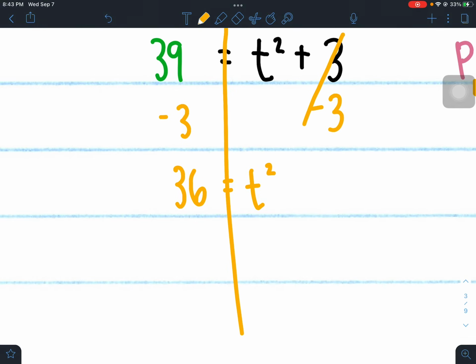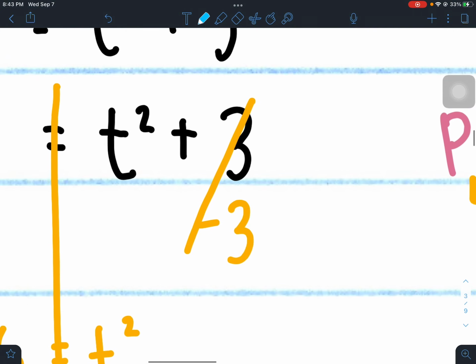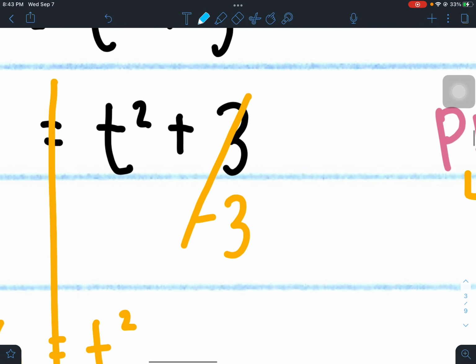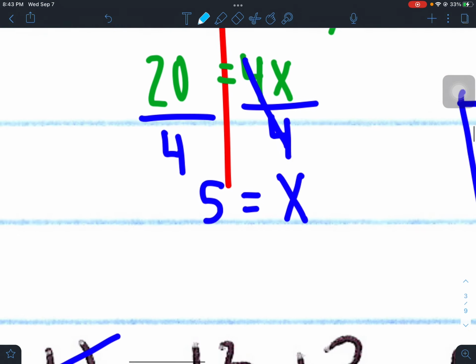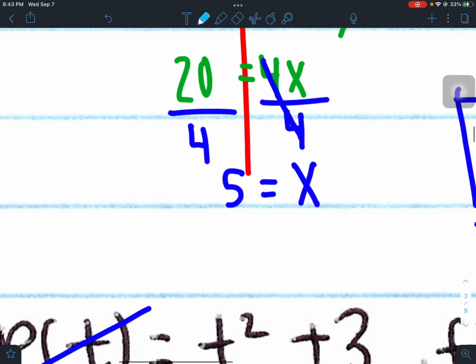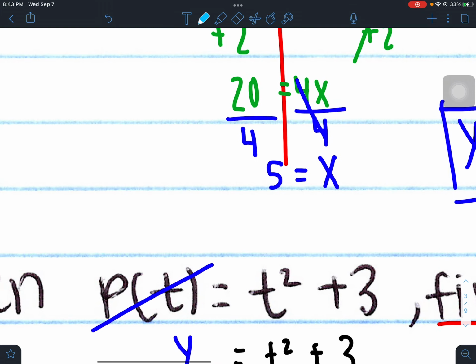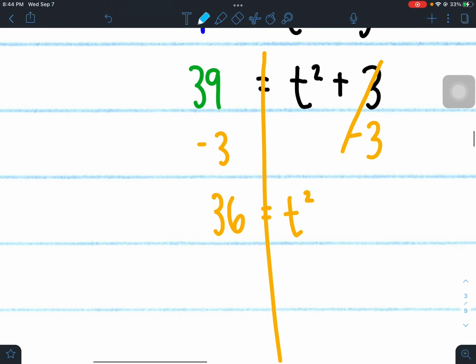So our next step here is, how do I get rid of that exponent? Well, the opposite of squaring something, the opposite of that, we would need to do in order to get rid of it, right? Because why do I subtract 3 to get rid of positive 3? Because they're opposites. We always do the opposite to get rid of things in algebra or in math in general. Right here I have 20 equals 4x. How did I get rid of the 4? Well, because the 4 was attached by multiplication, I divided by 4. I did the opposite. So I need to do the opposite of squaring something so that I can get rid of it.